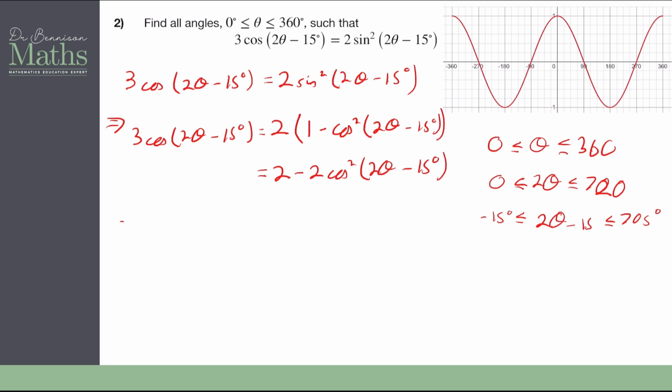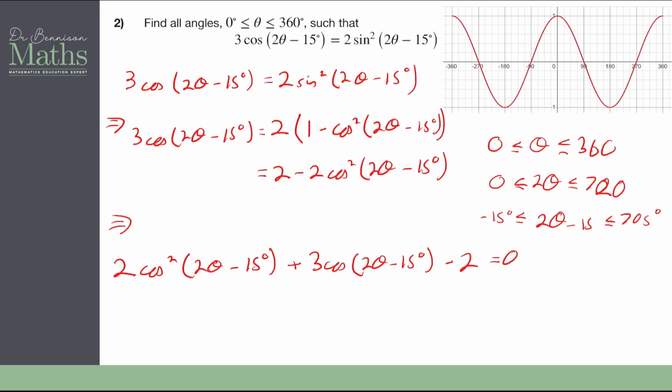So we're going to rearrange to get them all onto one side of the equal sign and equaling 0. So we end up with 2 cos squared (2 theta minus 15 degrees) plus 3 cos (2 theta minus 15 degrees) minus 2 equals 0. And to make our life easier, I'm going to say let y equal 2 theta minus 15.